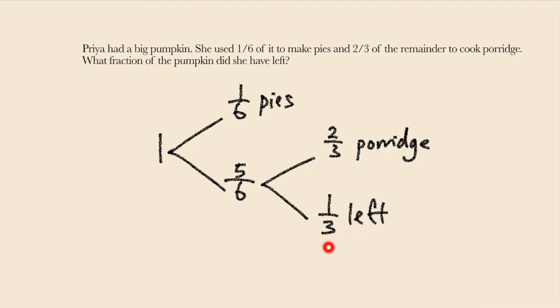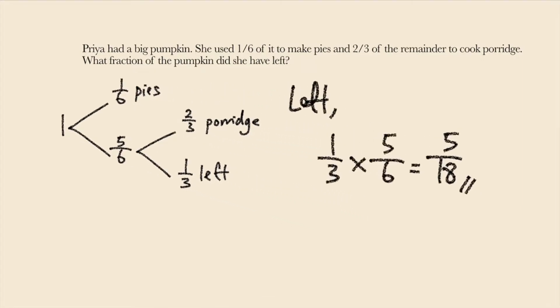That's the wrong answer. So imagine the train track again. We're interested in the fraction left, so we imagine the train track going like this, choo-choo, all the way to the total. And what do we do with these two fractions? We multiply them. So the fraction of the pumpkin would be 1/3 of 5/6. Can we simplify diagonally? No. So multiply the numerators, we get 5. Multiply the denominators, we get 18. So 5/18 is the answer.